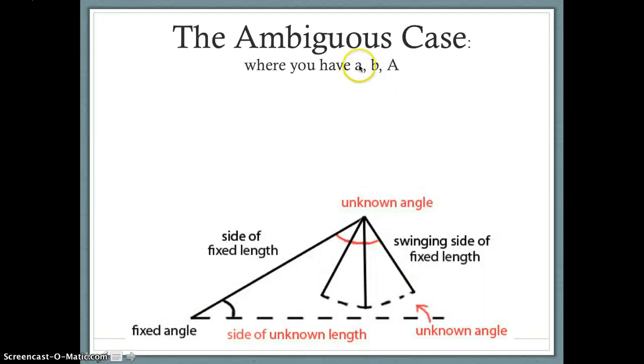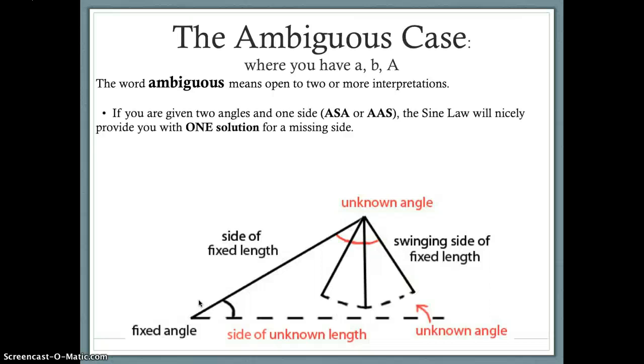So you're given SSA, meaning two sides, and the angle that's across from one of those sides. So this is a fixed length that you're given, and you're not really sure where it needs to go, okay, in order to create this angle and to maintain this fixed length as well. So it's called the ambiguous case because that's what the word ambiguous means. It means open to two or more interpretations.